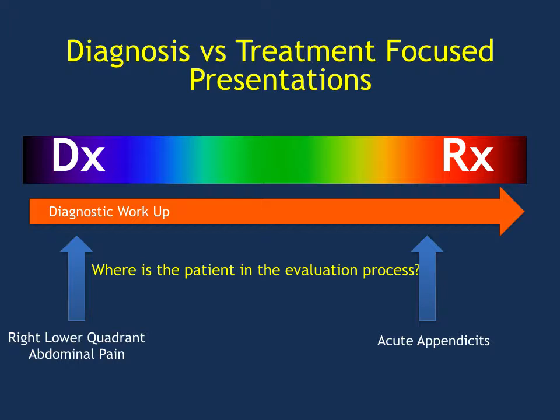In surgery, as I said before, we don't often see people with right lower quadrant abdominal pain as their presentation. We often are called after these patients have gotten labs, have gotten CT scans, and have a diagnosis of acute appendicitis or some other diagnosis that needs a surgical intervention. So what we have to appreciate is that the patient presentations are going to be different depending on where somebody is in the diagnostic workup.